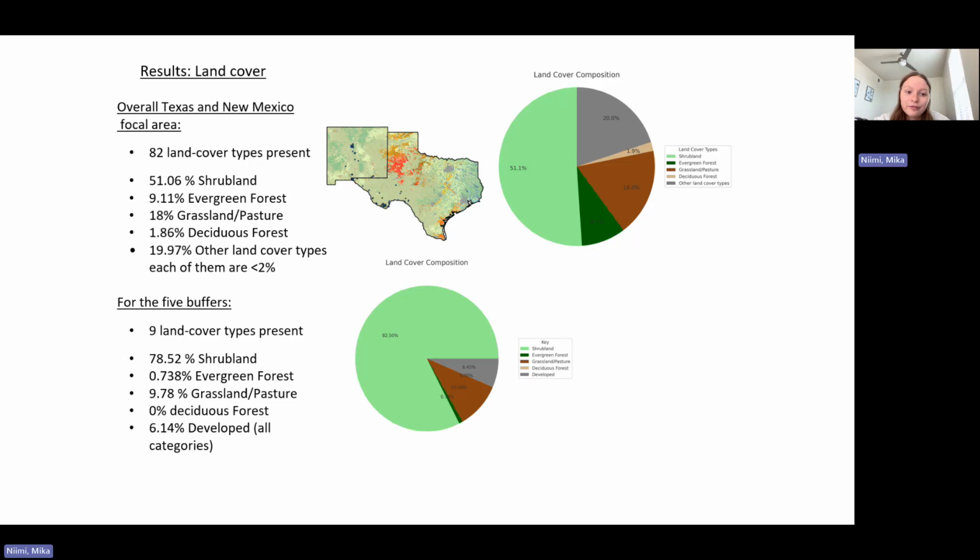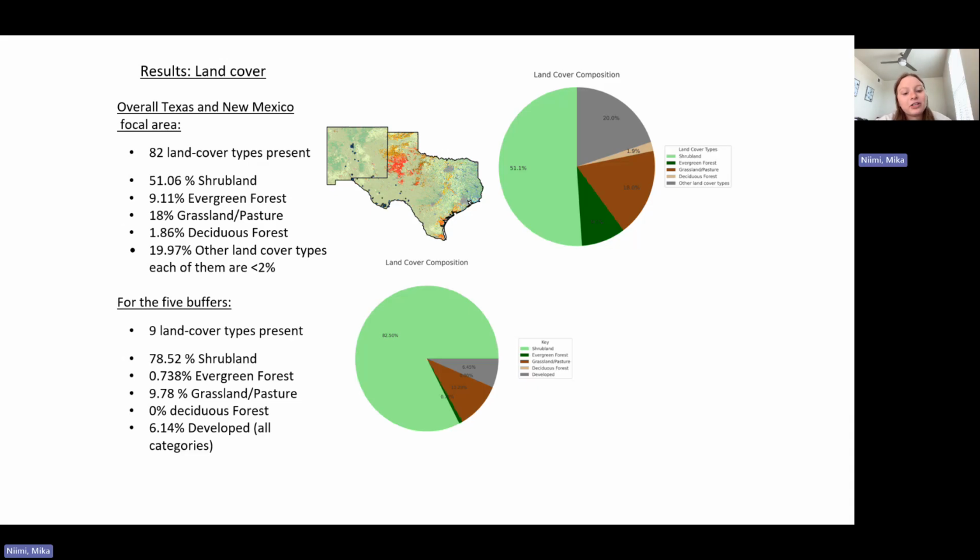So if we look at the pie chart for just overall Texas and New Mexico, we will see that the shrubland is a little bit over 51%. This is important because that's where you will typically find the Texas antelope squirrels. That's their ideal habitat and land cover type. You will also find them in the grassland pasture, which is only 18% of Texas and New Mexico.